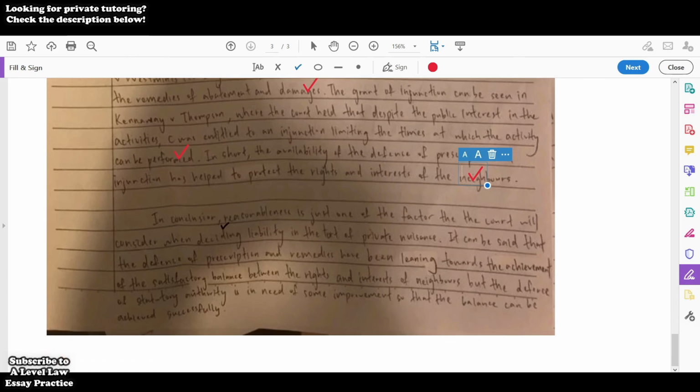In conclusion, reasonableness is just one of the factors that the court will consider when deciding liability in the tort of private nuisance. It can be said that the defense of prescription and remedies have been leaning towards the achievement of satisfactory balance between the rights and interests of neighbors, but the defense of statutory authority is in need of some improvement so that the balance can be achieved successfully. That is fine. Now let us look at the marking scheme.